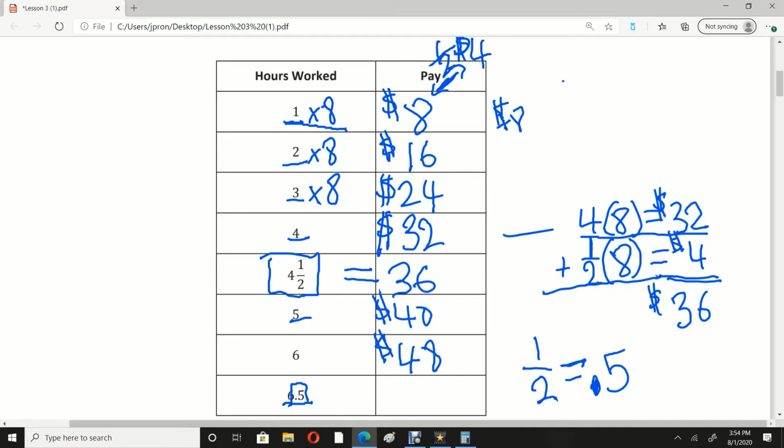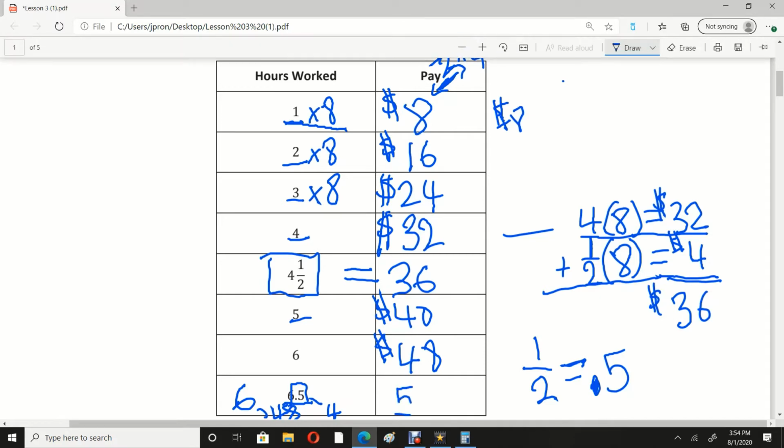0.5 is half. So we have here 6 whole hours, which we got paid $48 for, plus the 0.5, which we'll get paid $4 for. So we just add that up. 48 plus the $4 for the half hour means we made a total of $52.